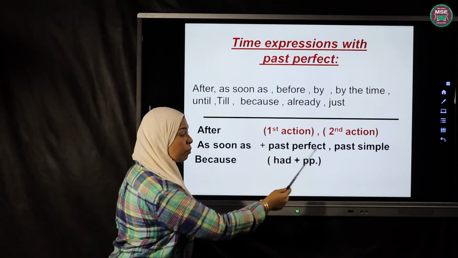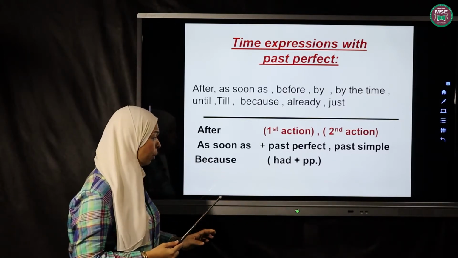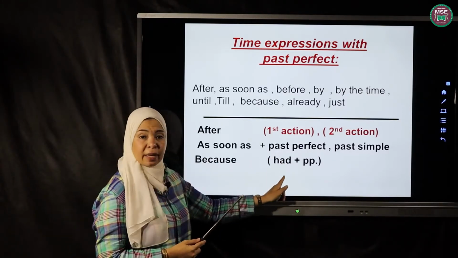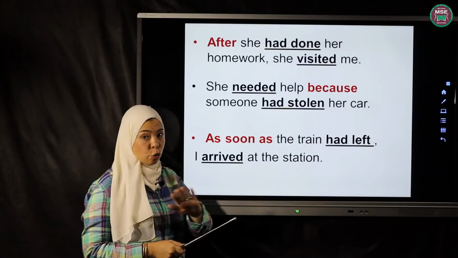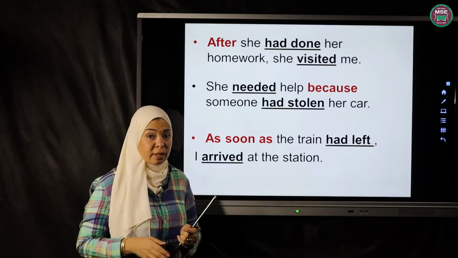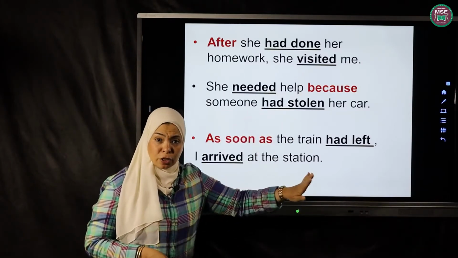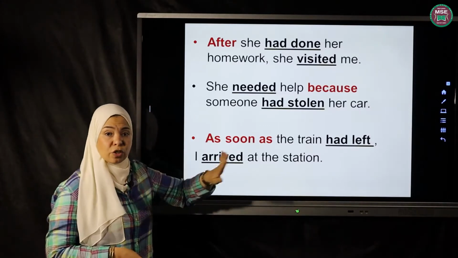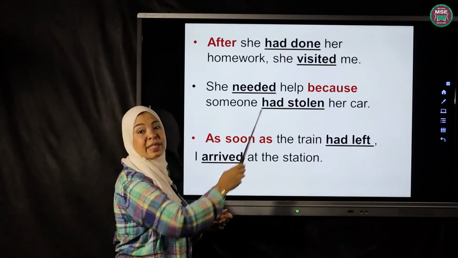And then followed by the second action, which is the past one. Okay, that's the form, past perfect, had plus PP. Let's see more examples. After she had done her homework, after she had done this, she visited me. After she had finished, she visited me. Both actions happened in the past, but as you see, this is the previous one, and that's the second one.